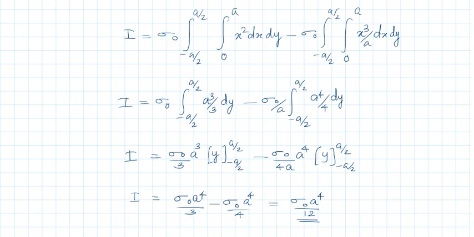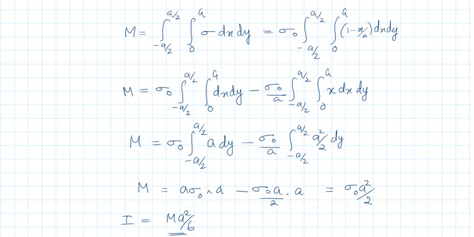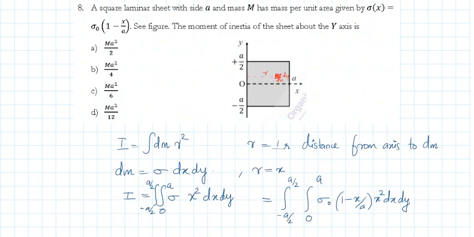So here you can write this as 1 by 6 into sigma 0 a square by 2 into a square. Sigma 0 a square by 2 is nothing but the mass. So that becomes 1 by 6 m a square. That is the final answer. 1 by 6 m a square, option C.